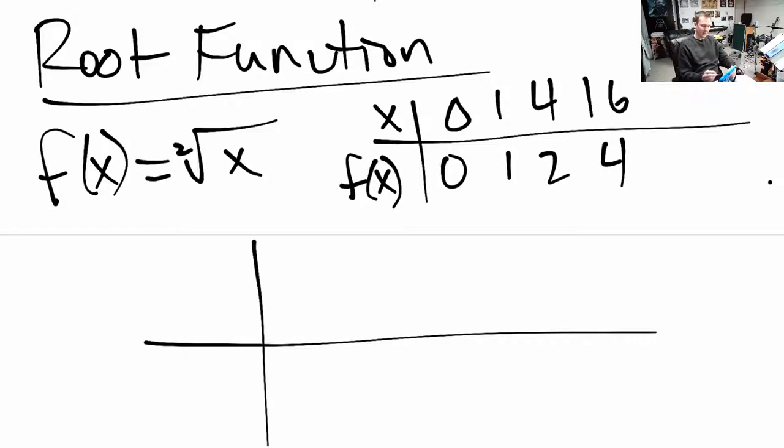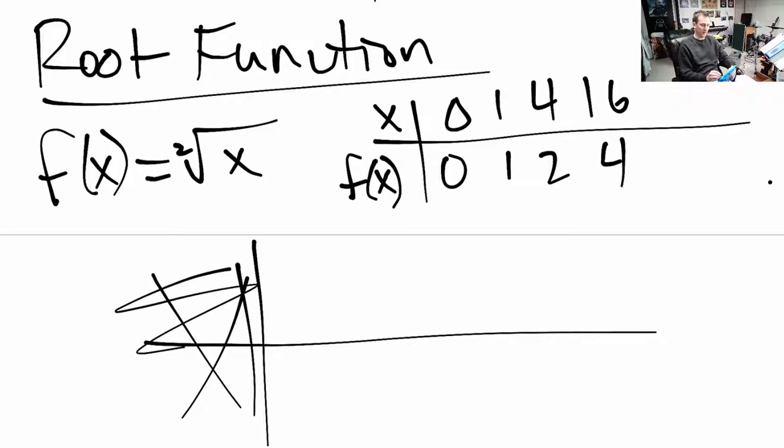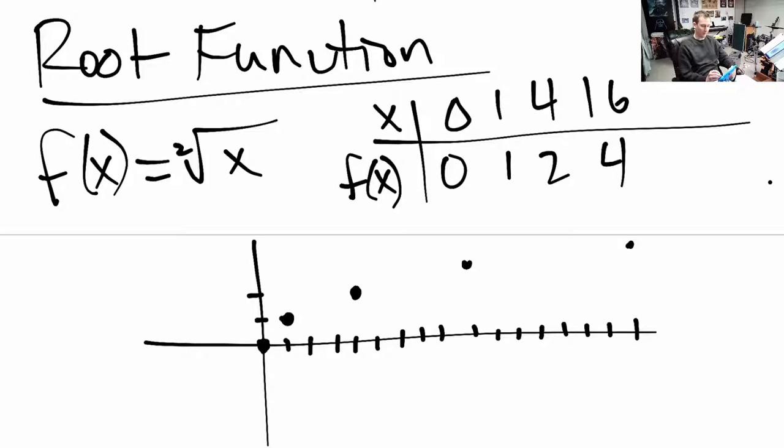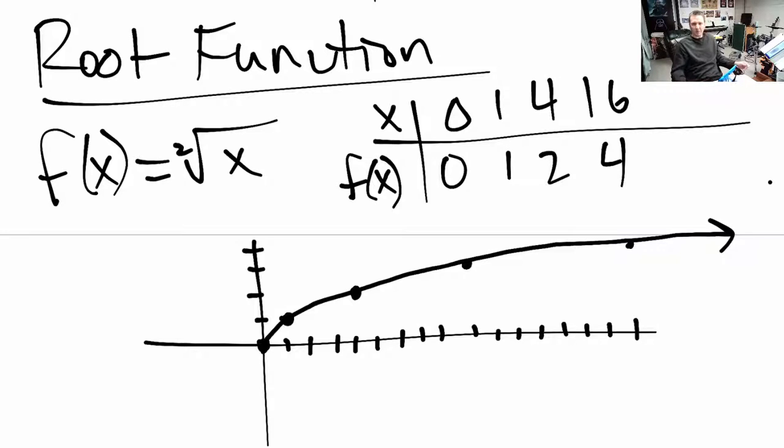And we'll go ahead and plot these. You'll notice that I can't plug in negative numbers, so there's not going to be any graph over here. There's going to be nothing over there. Okay. So we're only going to have positive inputs for this, or zero. When I plug in 0, I get 0. When I plug in 1, I get 1. When I plug in 4, I get 2. When I plug in the big number 16, counting up 5, 6, 7, 8, 9, 10, 11, 12, 13, 14, 15, 16, I'm only up at a height of 4. So this curve kind of flattens out.